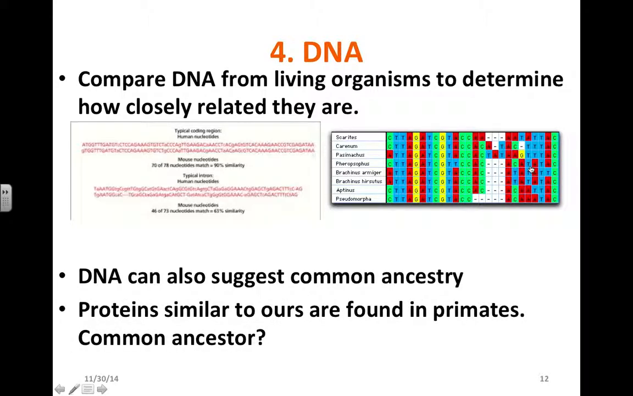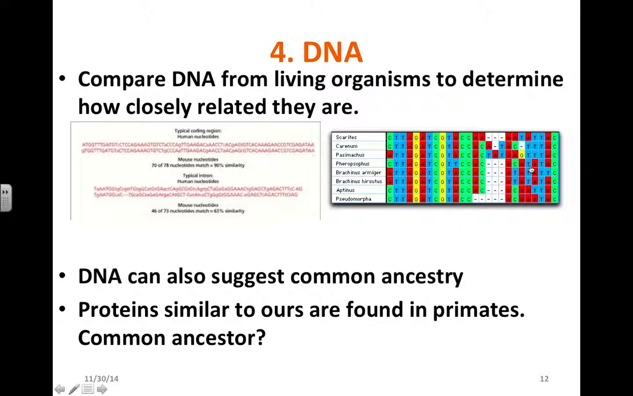Proteins similar to ours are also found in primates. This does not mean that humans evolved from monkeys. It doesn't say that at all. The idea, though, is that there might be a common ancestor way back millions of years ago that was passing down a DNA code that might have changed through time, and if it changed, then we started going more towards being human-like. And if it changed in another direction, then perhaps that animal changed to become more chimpanzee-like.